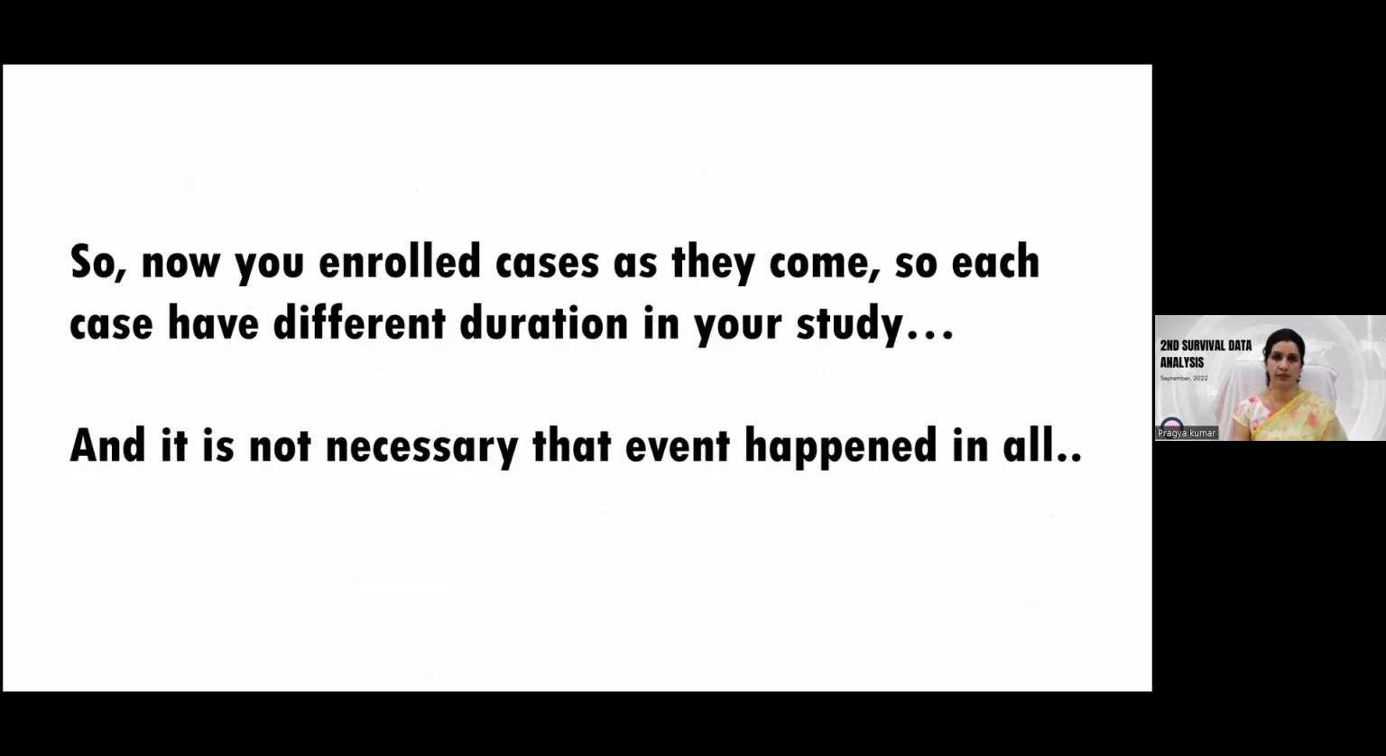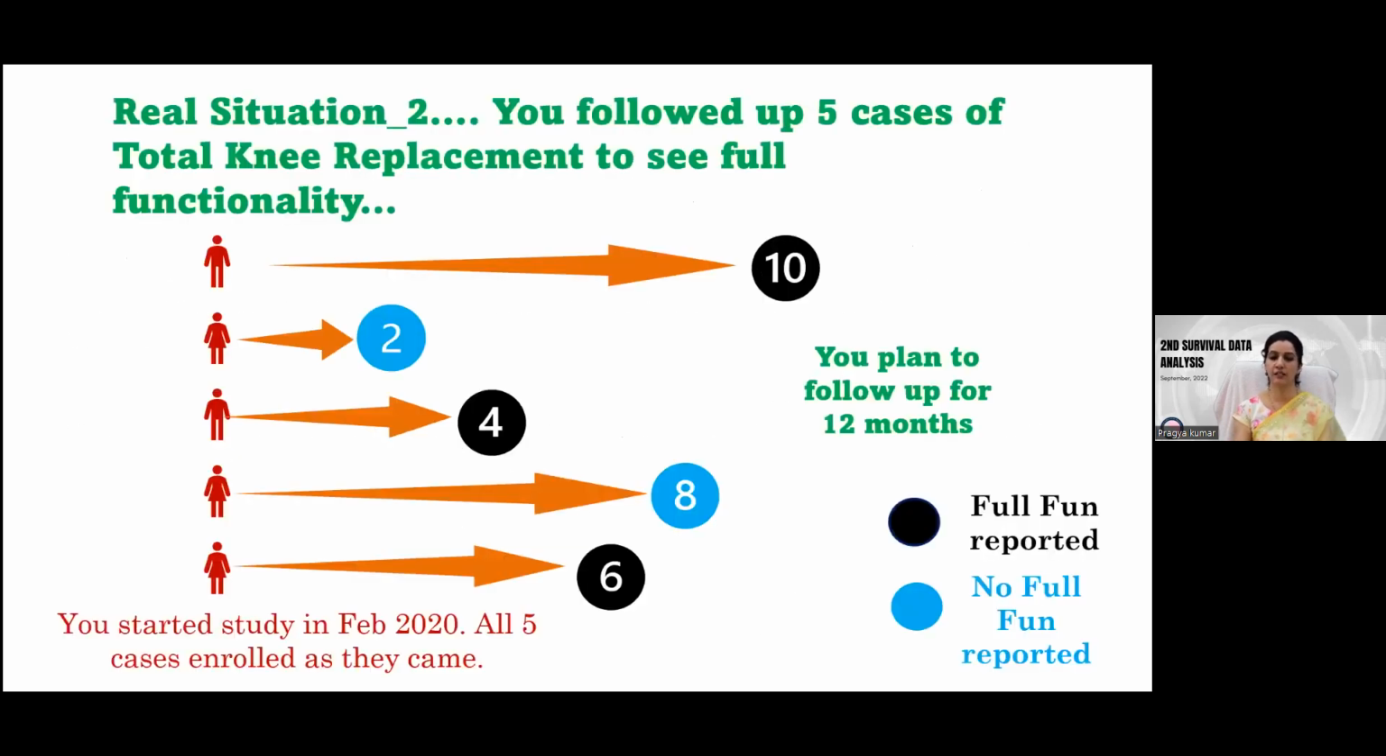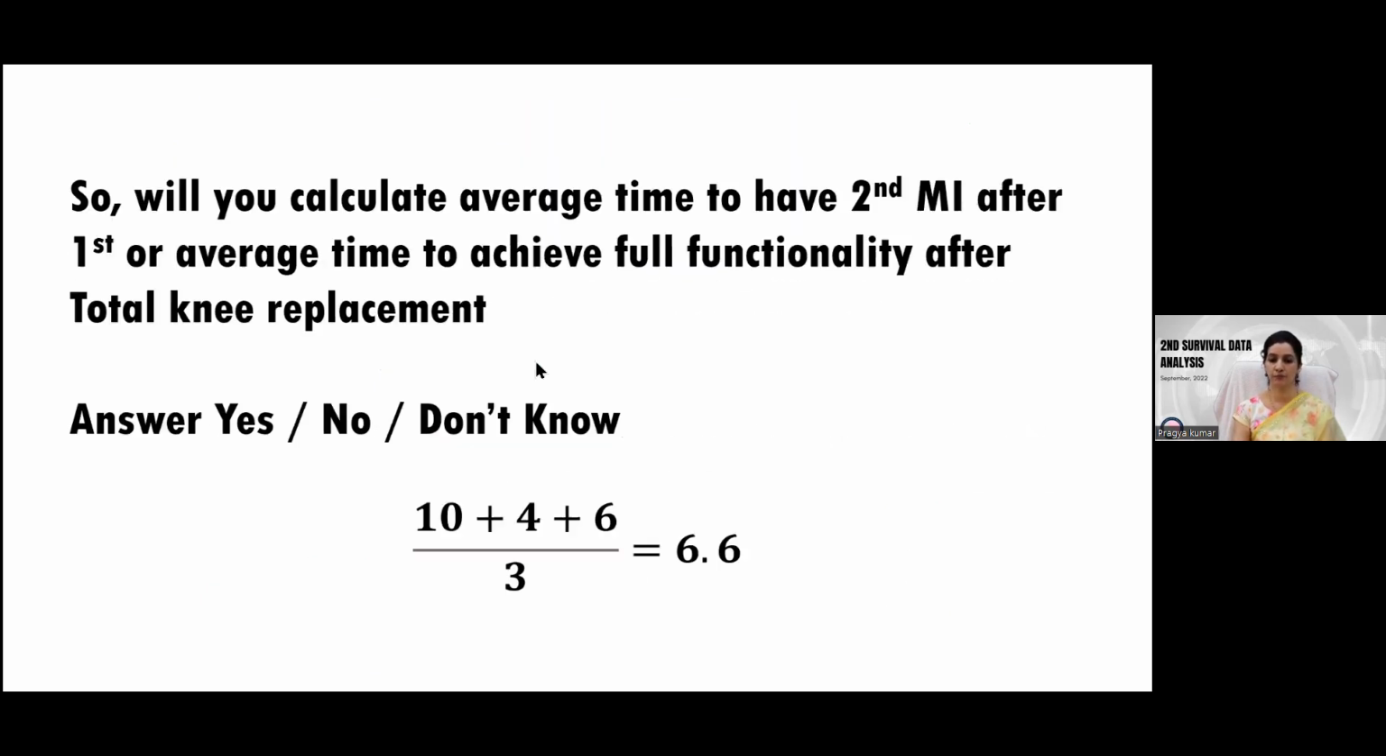So now you have enrolled cases and they have different durations in your study, and it is not necessary that the event happened in all the cases. So what will I do? I will take only the 10, 4, and 6 divided by 3, and I'll calculate 6.6, because I'm taking only the event as an outcome. But in that case, these 2 times I am missing out, because I have the information of the person whom I have followed up till 8 months, and I have the information of the person whom I have followed up till 2 months. So in this case, there will be a loss of information.